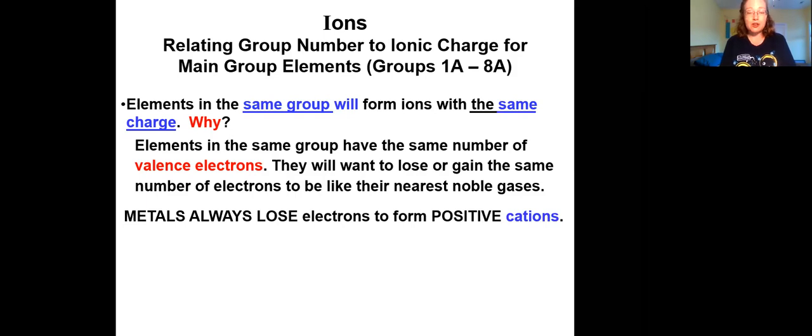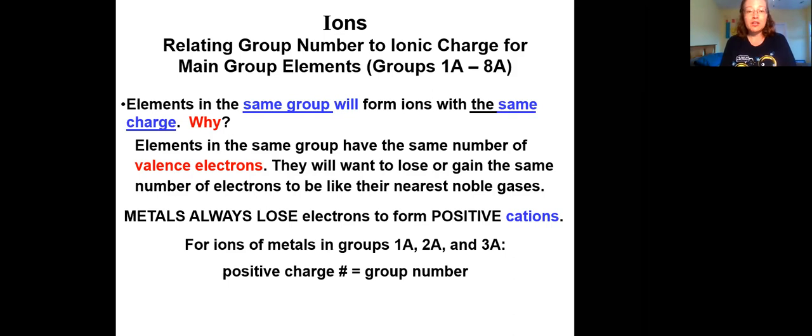Metals always lose electrons to form positive cations. Metals are most of the elements on the periodic table, from the left 2 columns through the middle, down at the far bottom, and a little bit off to the right-hand side too. Things like tin and lead, those are still metals. For ions of metals in groups 1A, 2A, and we usually talk about aluminum over there in group 3A, their positive charge number equals their group number.